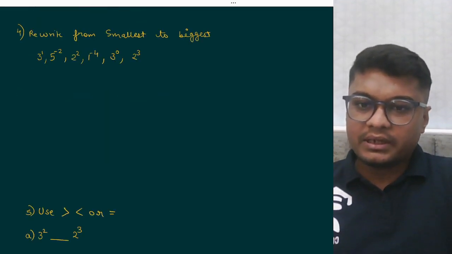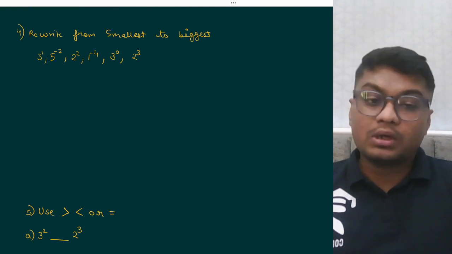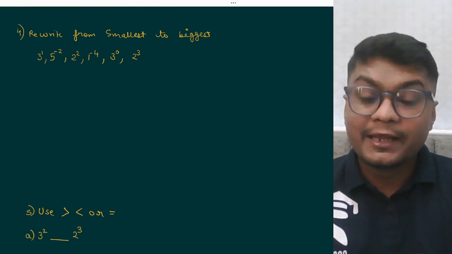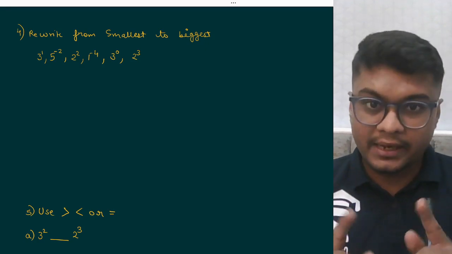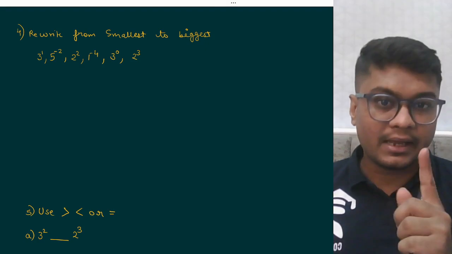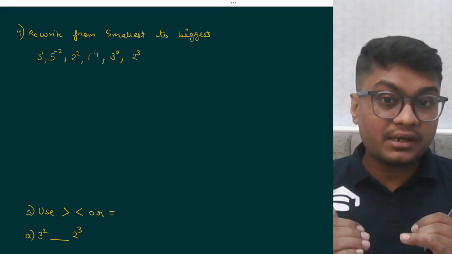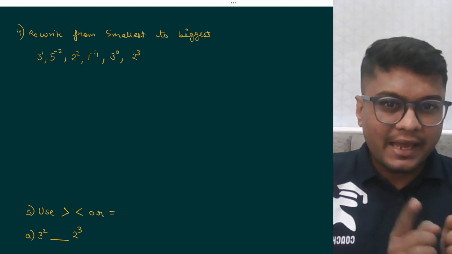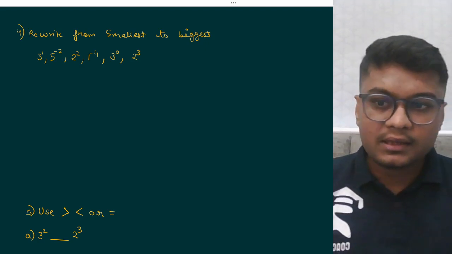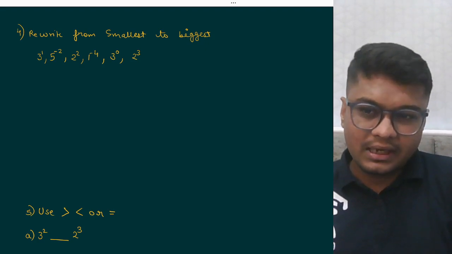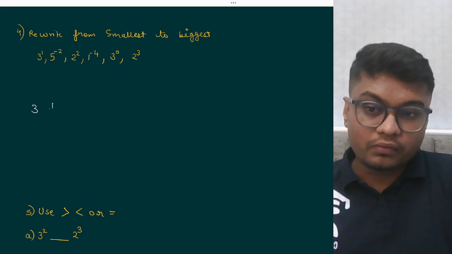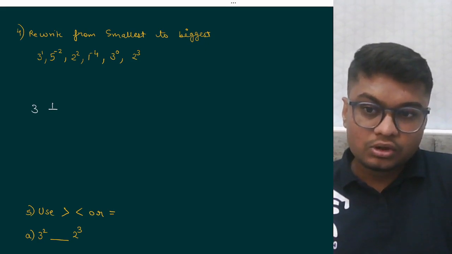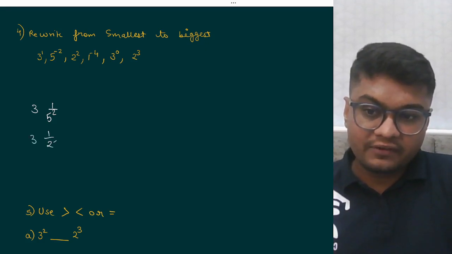Next, rewrite from smallest to the biggest value. Before we move on to this question, remember: the number whose denominator is bigger is smaller, and the number whose numerator is bigger is bigger. I repeat, the number whose denominator is bigger is actually smaller. So let's just solve it. 3 raised to 1 is nothing but 3. 5 raised to minus 2, we'll have to switch things up. So we have to take the reciprocal. 5 raised to 2, which is 1 upon 25.